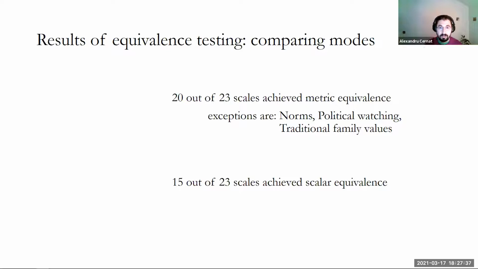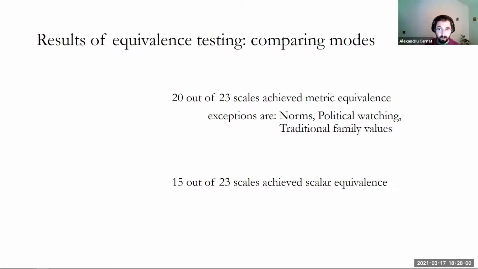We looked at 23 different scales, and out of these 23, 20 of them we found metric equivalent. Just a reminder, that means that the relationship between the factor and the observed scores are the same. So we can think of reliability or data quality as seeming to be similar between the two groups.